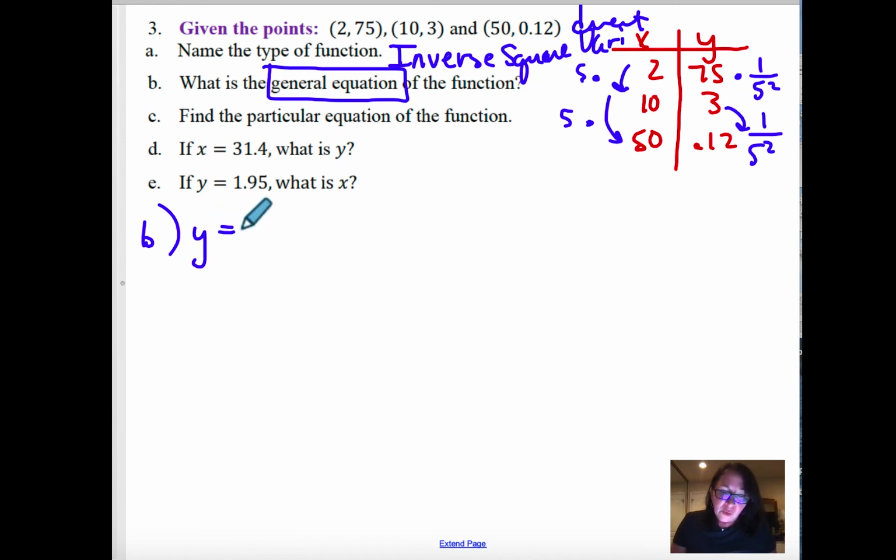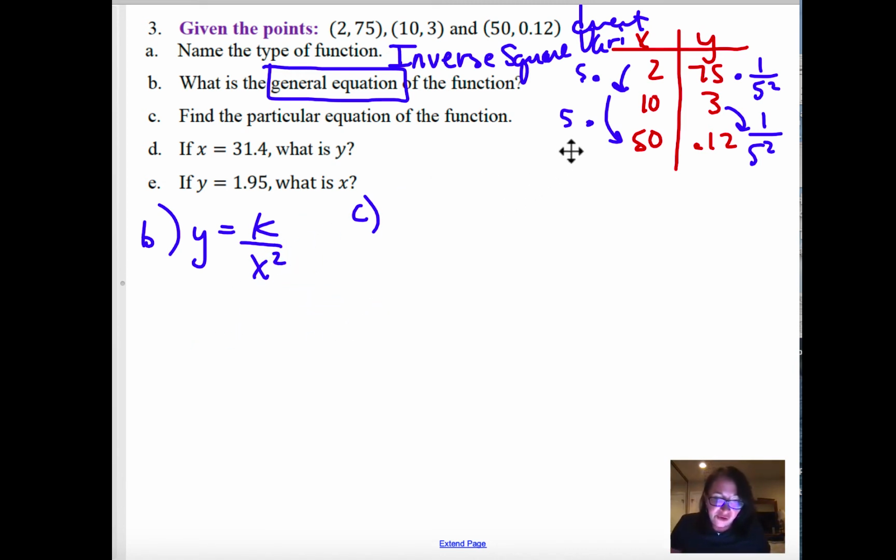y is equal to k, being my constant. We don't know what that is. We'll have to figure that out. But divided by that value, x squared. So that's an inverse. Whenever you're looking at an inverse, you are dividing by x. Now, to find the actual particular equation, we have to use the points here in our equation. But the first step is to actually find k. You have to find k first.